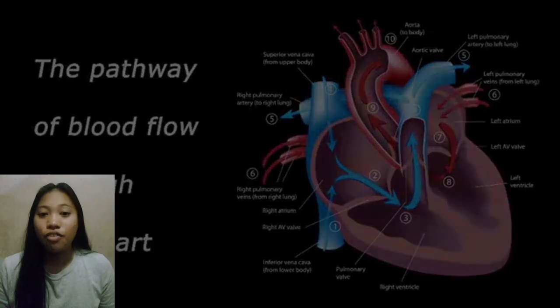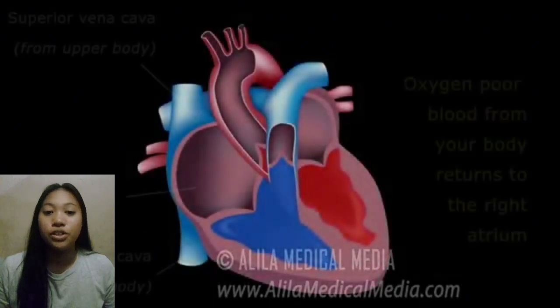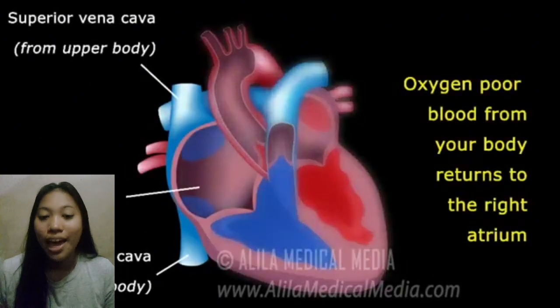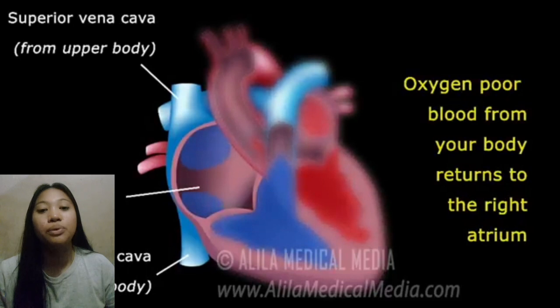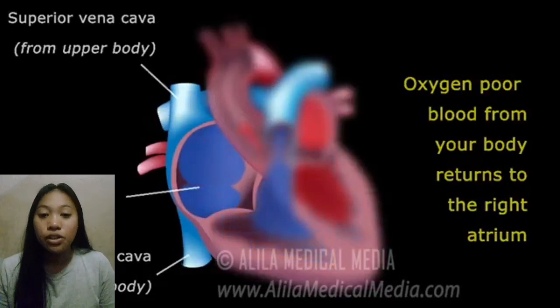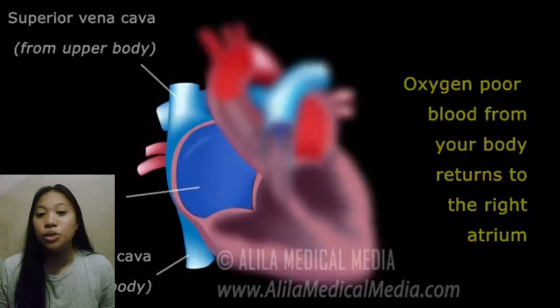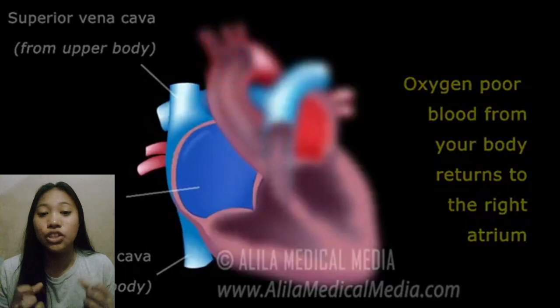Here is the pathway of blood flow through the heart. Oxygen-poor blood from your body returns to the right atrium of the heart. Blood from your upper body returns through the superior vena cava, and blood from the lower body returns through the inferior vena cava. And as the right atrium is filled with blood, it contracts.